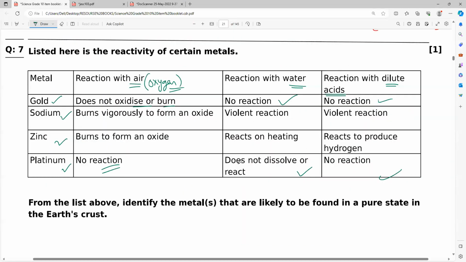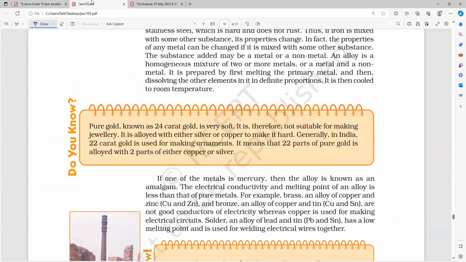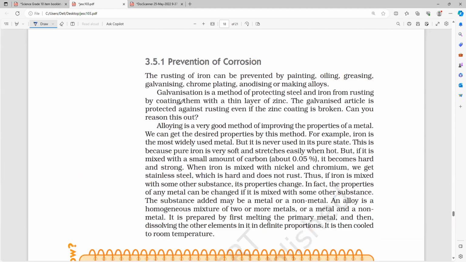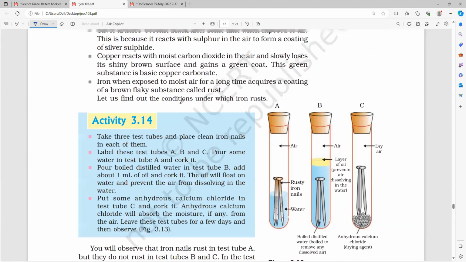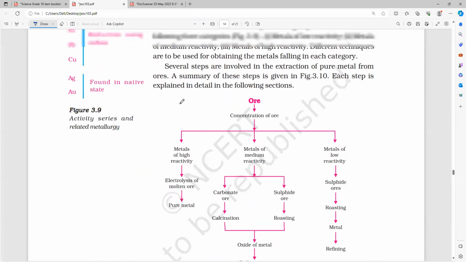Now, we all know sodium is extremely highly reactive, and zinc is moderately reactive. Now, from the list above, identify the metals that are likely to be found in a pure state in the earth's crust. Pure state means native metals. Pure state is what we used to call native metals. What are native metals, everyone?